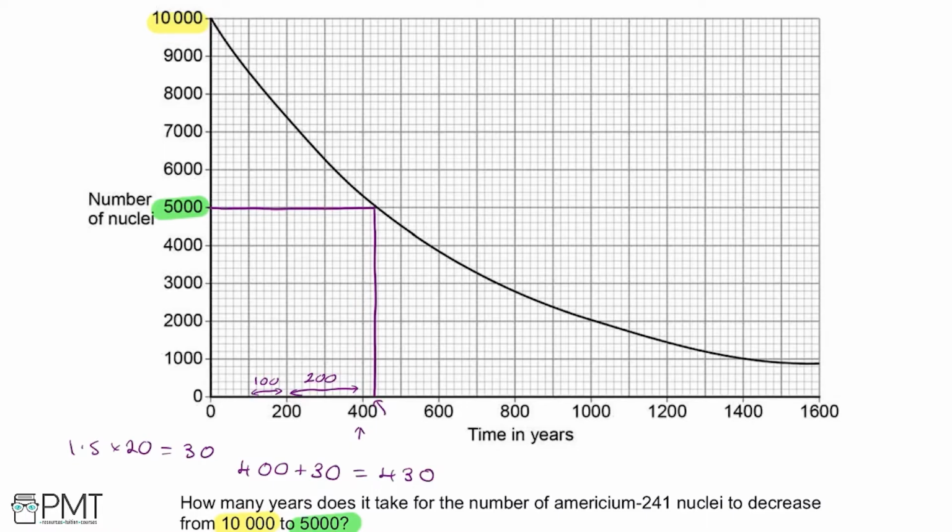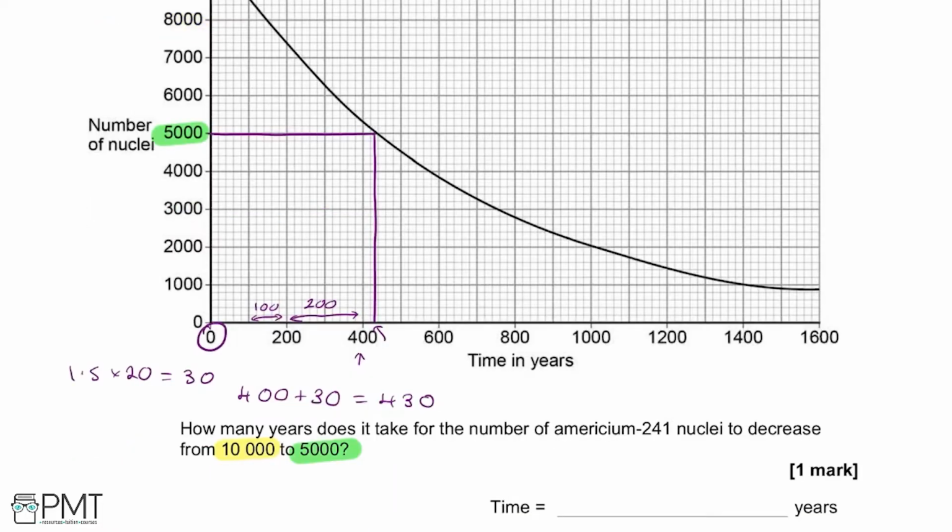We're also lucky here because we did start with 10,000 nuclei, and so we didn't have to do any subtractions or anything figuring out what the time was at 10,000 because it was 0. So we can write our answer of 430 years.